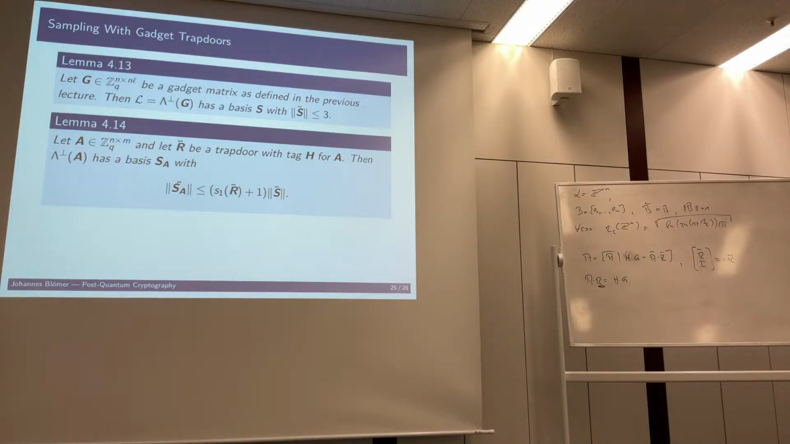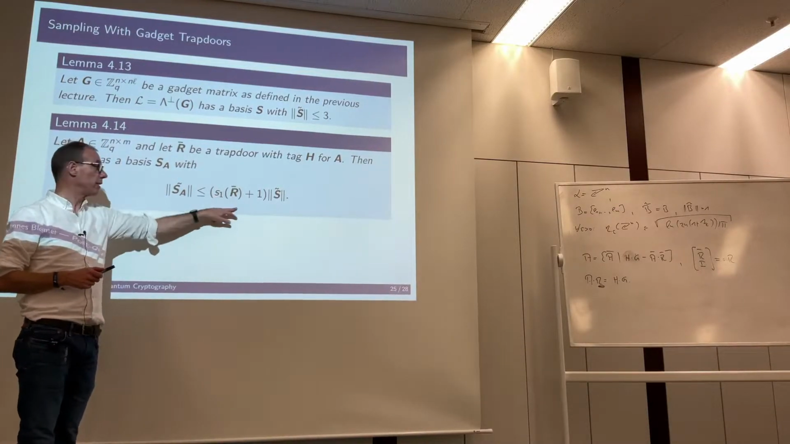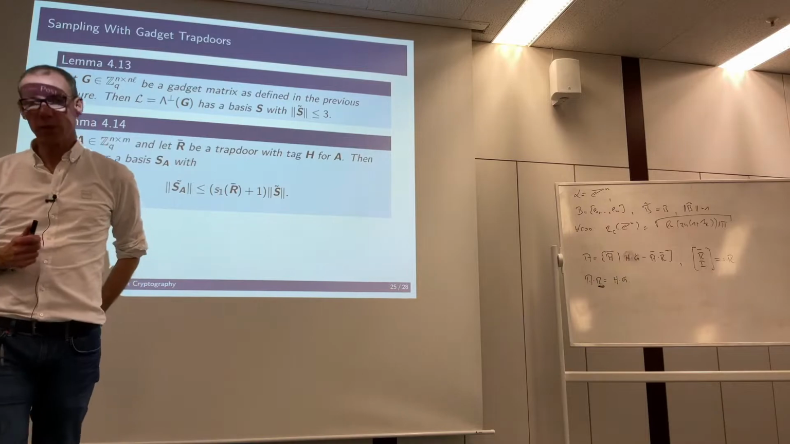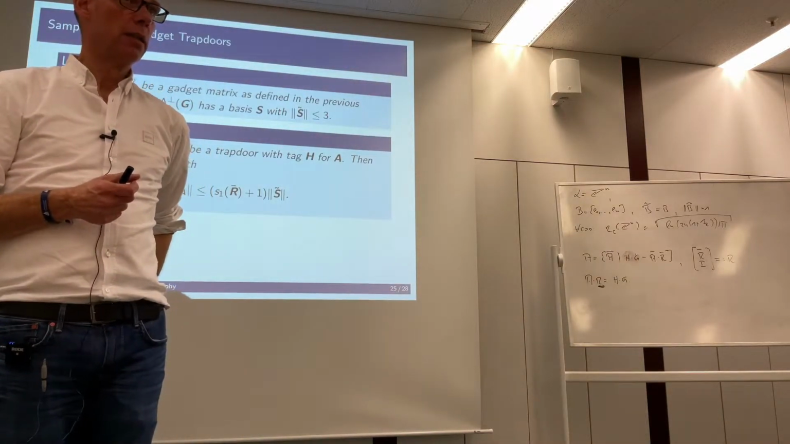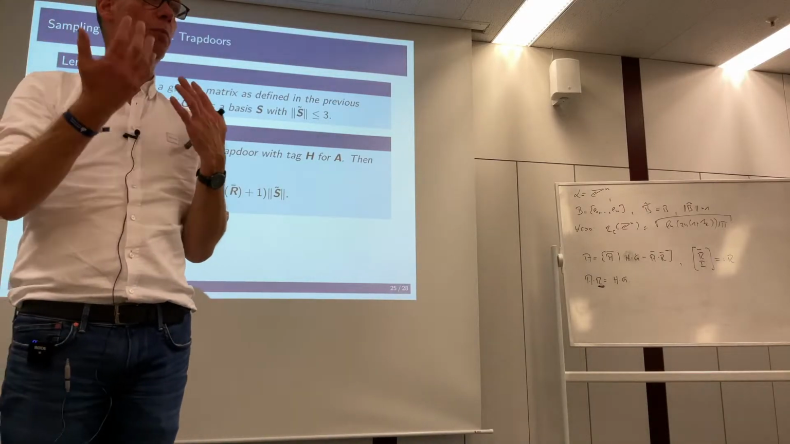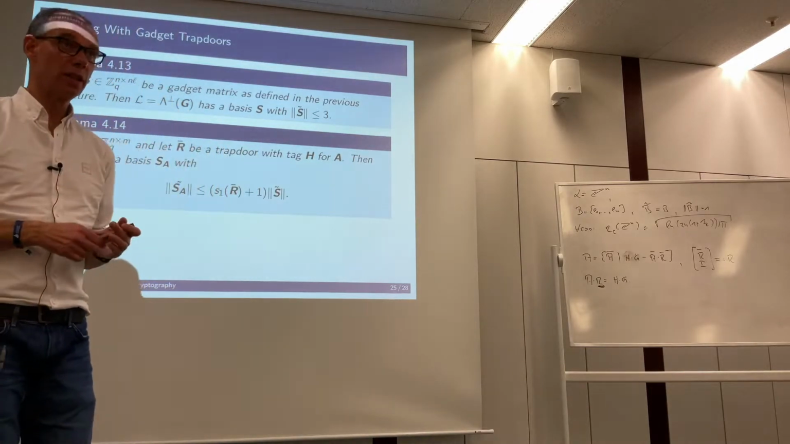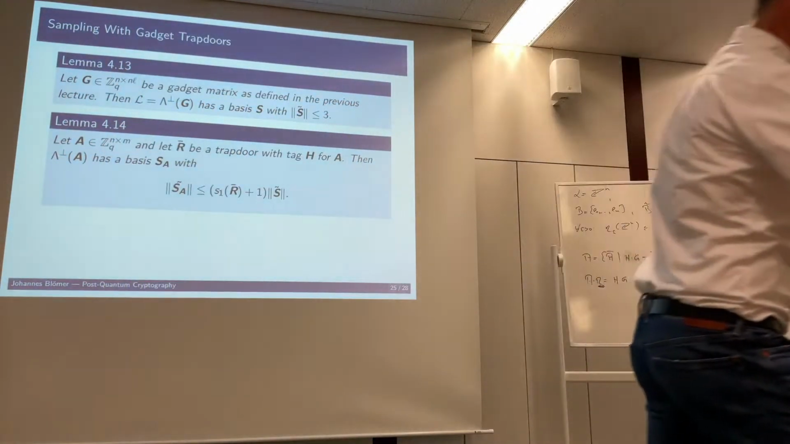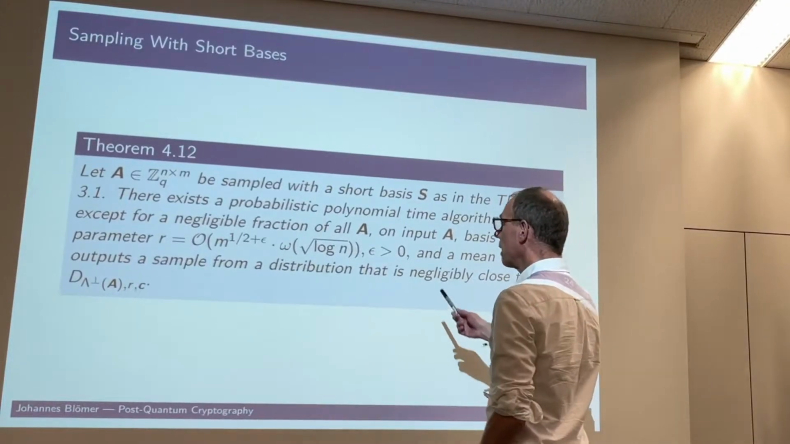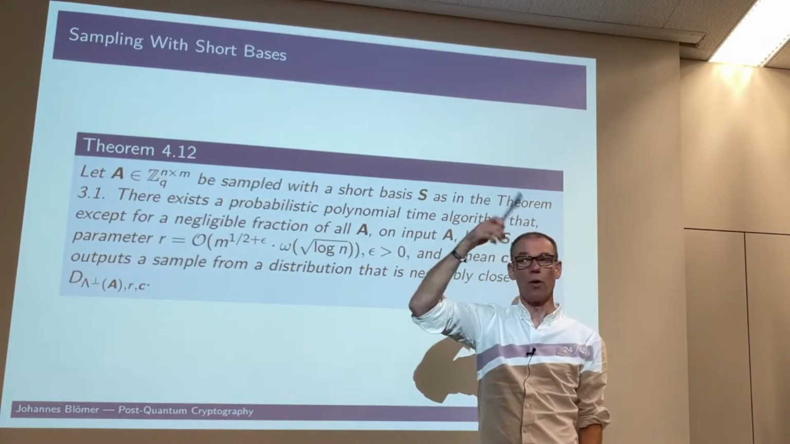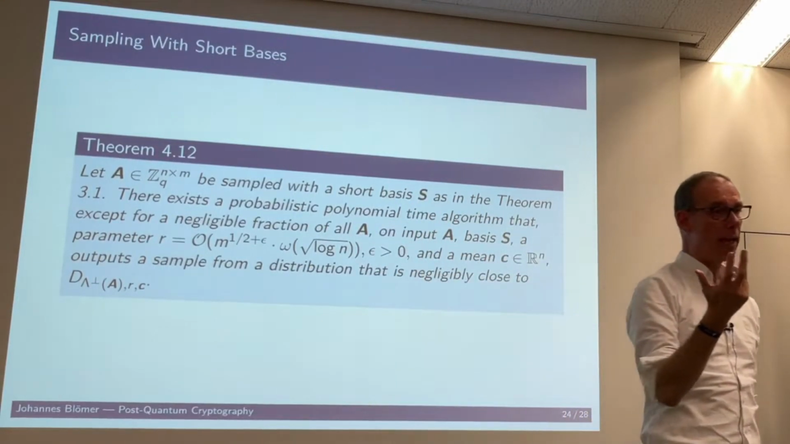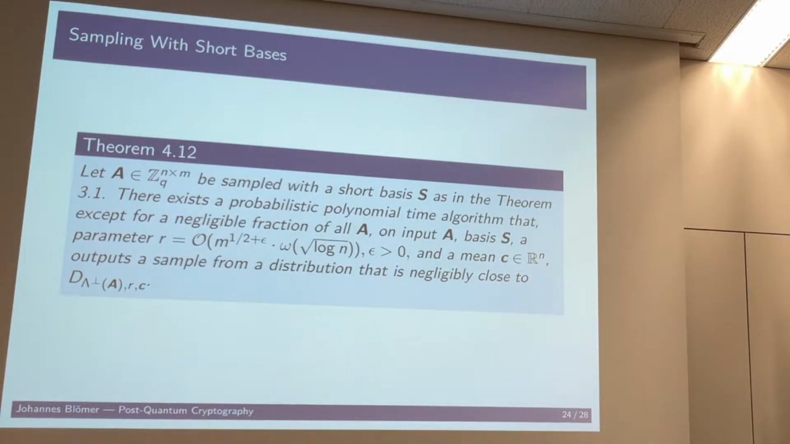And if we have a nice trapdoor, namely one where this is small, then we also get a nice basis for A. On top of it, as before, we want to be able to do that for most A's, because like in the theorem that we had here, this is except for a negligible fraction of all A. What this theorem 3.1 does is sample A almost according to the uniform distribution.